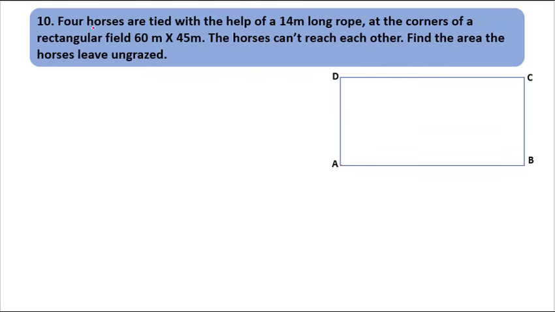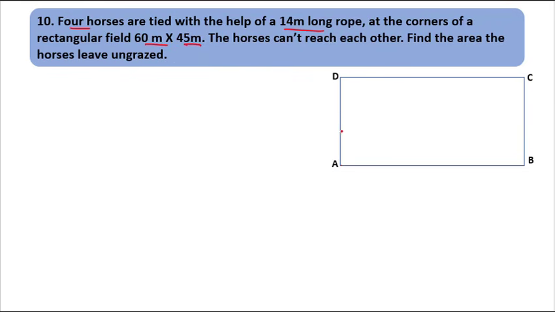Question number 10. 4 horses are tied with the help of a 14-meter long rope at the corners of a rectangular field 60 meters by 45 meters. The horses can't reach each other. Find the area the horses leave ungrazed. Okay, so you would notice that this is again a very common type of question. It is quite a popular question in all the exams that you see. Looks difficult but a very easy question to solve. Just the application of what you already know.